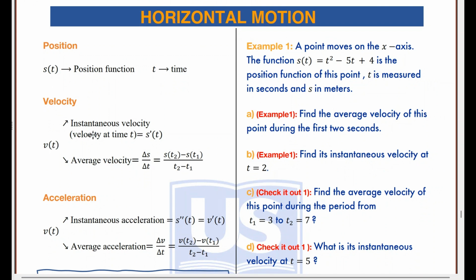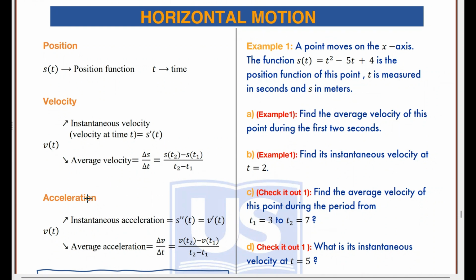We will be talking about two types of velocity: instantaneous velocity, where we take the derivative of the position function, and the other one is average velocity, where we take the change in position divided by change in time, which is s(t2) minus s(t1) over t2 minus t1.